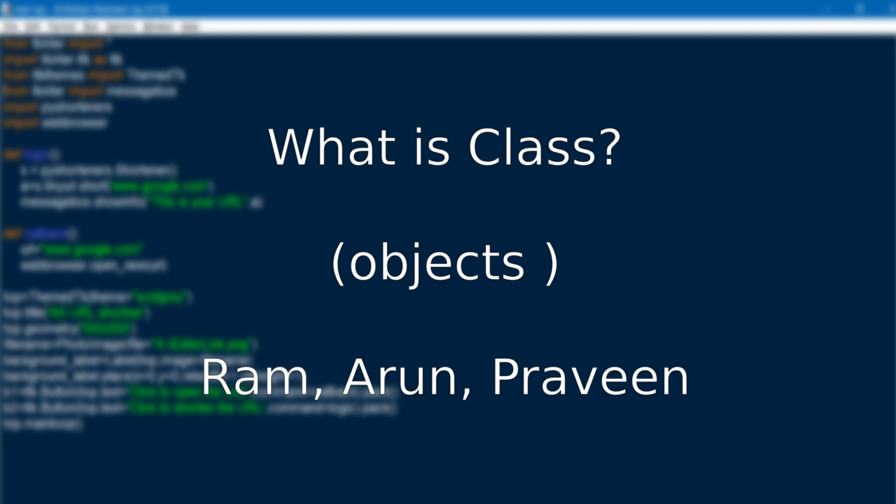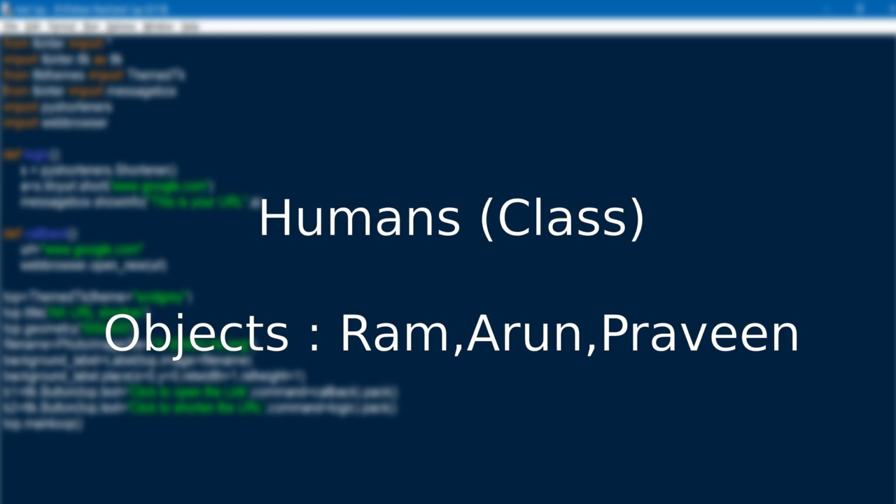And here we are going to create the class for these objects. Here the objects are Ram, Arun, Praveen. The class is a common attribute among these objects. The common thing between these three people is that they are humans. We can define the class as human. Under this class we can declare the objects. So this is the concept of class.